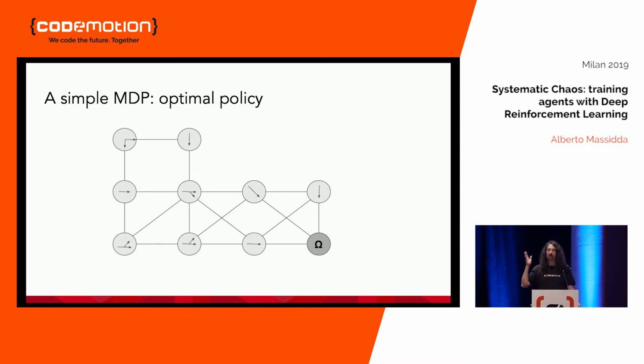Instead, this is an optimal policy. No matter where your agent is dropped into the graph, the policy will always suggest the best action to get to omega in the minimum number of hops. For example, if you're here, you can go straight ahead and in 3 hops you get to omega. Or you can go 1, 2, 3, or you can do 1, 2, 3. You always get there in the minimum number of jumps.